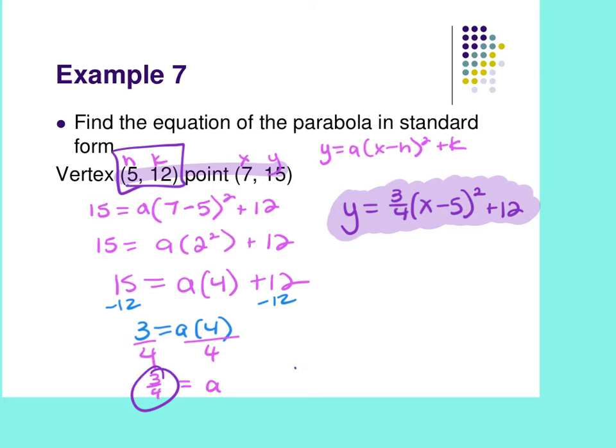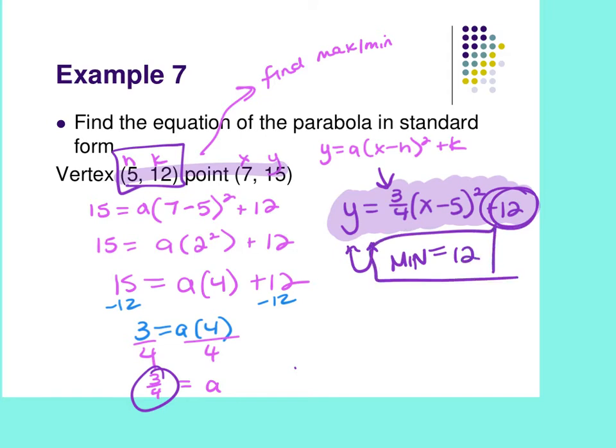Questions so far? All right. Fine, Max. That's why I didn't answer it. Min. This is a parabola that opens upward because it's got a positive at the front, right? Which means it has a minimum. And the minimum value is the k or the y coordinate of your vertex.